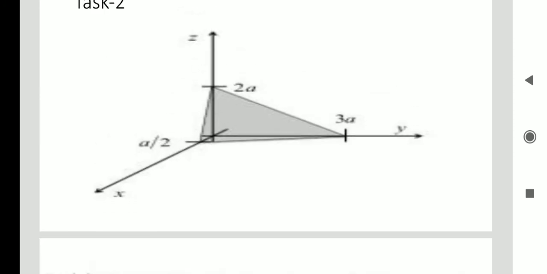Similarly, we have task 2, where x is equal to 1 by 2, y is equal to 3, z is equal to 2.